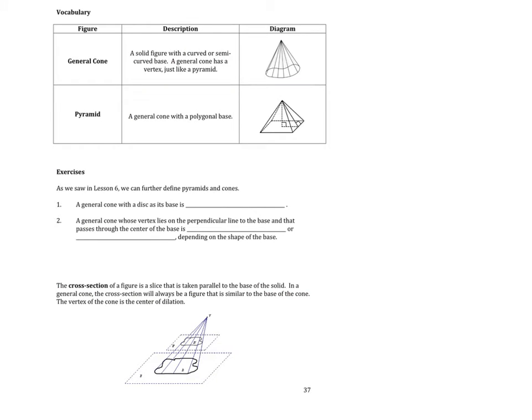So, of some vocabulary that we've encountered, and please, I'm going to remind you each and every time, transfer this information to your composition notebooks. We're down to the last wire with Regents Prep, and this will be very beneficial. So we have a general cone, and that's a solid figure with a curved or semi-curved base. A general cone has a vertex, just like a pyramid. And then we have a pyramid, which is a general cone with a polygonal base.